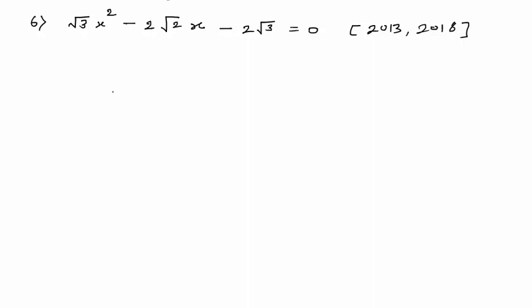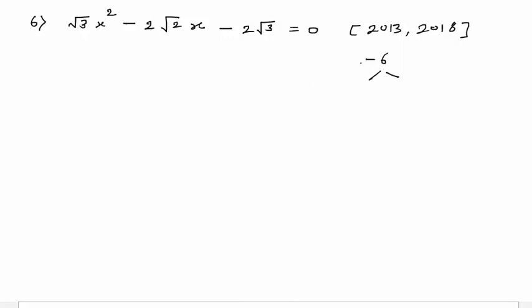Now let us see this sixth problem. Here the value of a is root 3 and the value of c is minus 2 root 3. If I multiply minus 2 root 3 and root 3, what will I get? I will get minus 6. Now the factors of minus 6 I need are such that their addition should be minus 2 root 2.